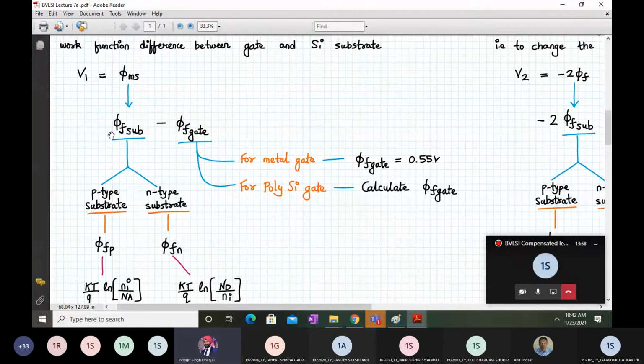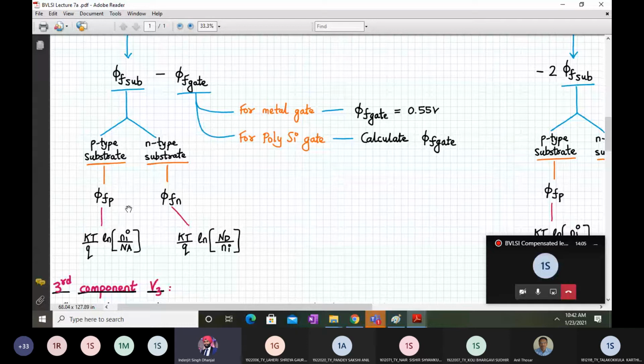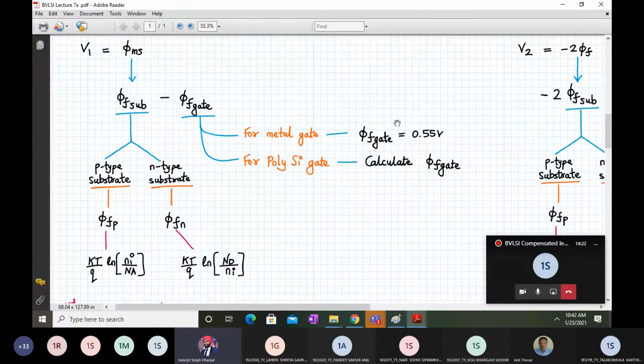And for phi f substrate, the substrate can be p type or n type. So accordingly you have phi f p and phi f n, and the formulas are over here. kT by q ln of Na upon Ni for phi f p, and for phi f n it will be kT upon q logarithmic Nd upon Ni. So kindly note this down.